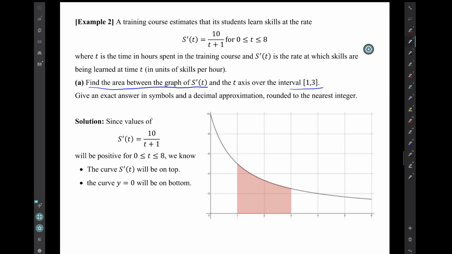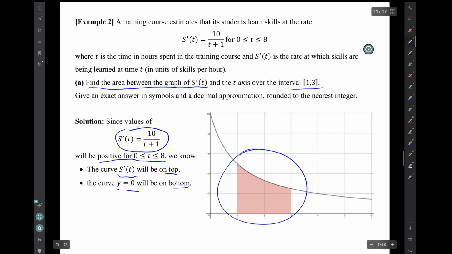Well, notice that this question is posed using the language of area between curves. So we have to make sure that we understand which curve is the top curve and which curve is the bottom curve. Well, note that the values of this capital S prime will be positive for time t in that time interval. So that means that this curve capital S prime will be the top curve, and the curve y equals 0 will be the bottom curve. So this picture is a graph of capital S prime of t equals 10 over t plus 1.